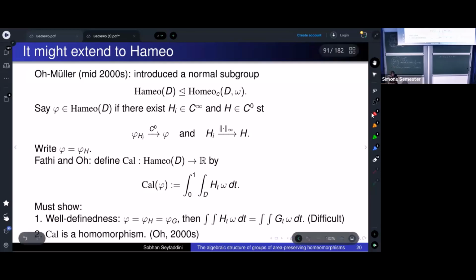Once you have this, then Oh already showed in his paper that this defines a homomorphism. The proof that Calabi defines a homomorphism in the smooth setting actually goes through once you know it's well defined. That's what we're going to show. Now, why did Fathi and Oh suggest we do this?